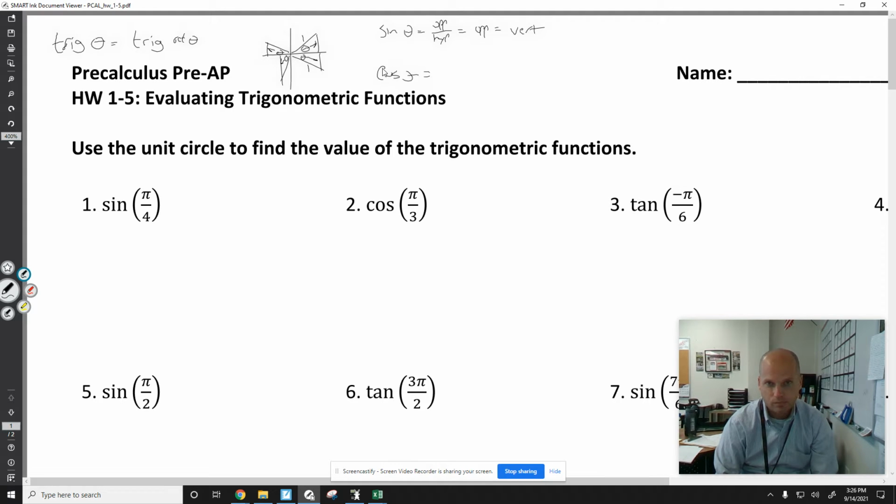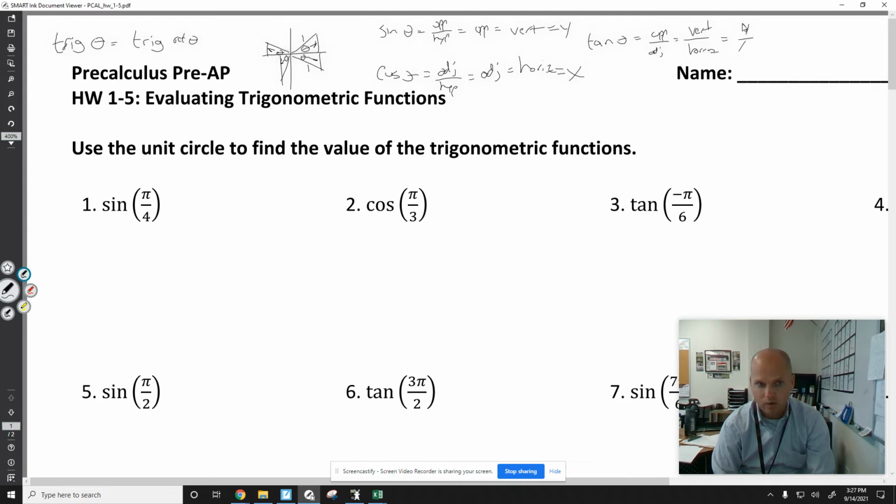Cosine is adjacent over hypotenuse, which is just the adjacent, which is just the horizontal. Okay. Tangent is opposite over adjacent. And SOHCAHTOA: opposite, vertical, adjacent, horizontal, or you could call the vertical your y distance or your y coordinate on your unit circle, and your x distance, your x coordinate. Tangent is y over x.